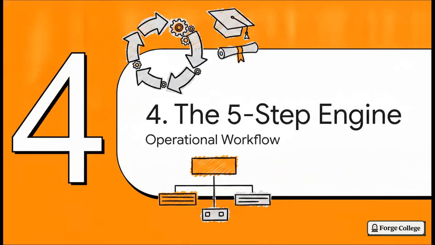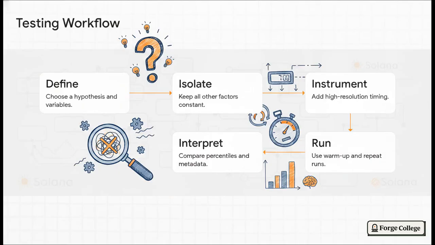Section 4. The 5-step engine, operational workflow. Setting up a rigorous testing framework is a process highly recommended in advanced engineering programs like the ones at Forge College. So here is your 5-step engine. First, define your hypothesis. Second, isolate the variables. Third, instrument your code to capture timing. Fourth, run the benchmarks with a proper warm-up period. And fifth, interpret those percentiles.